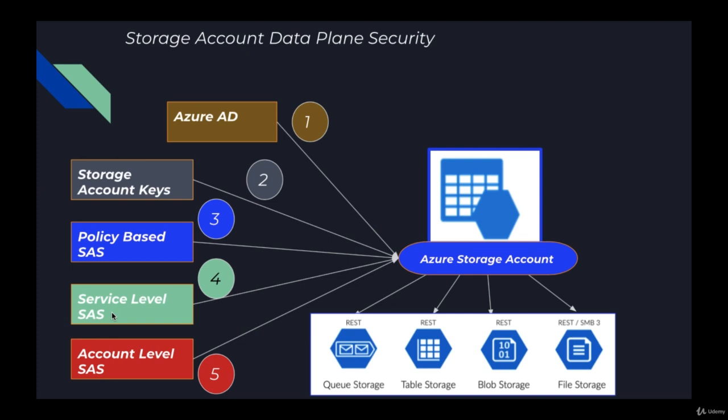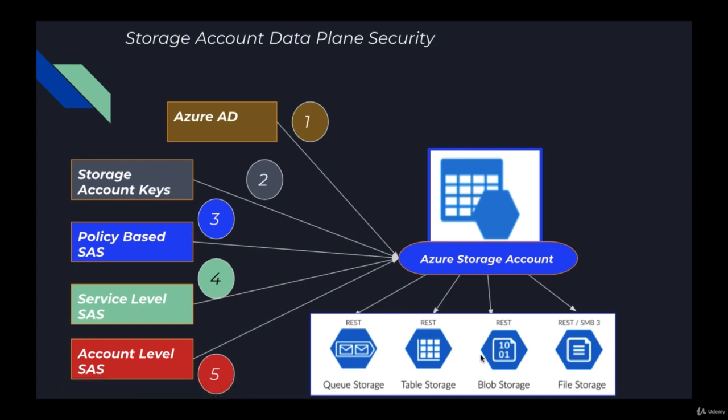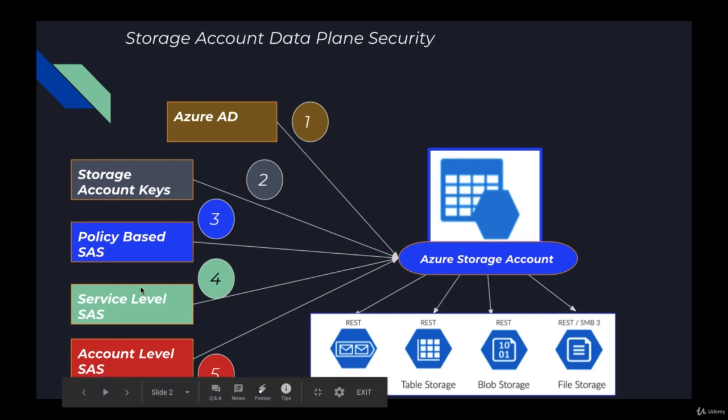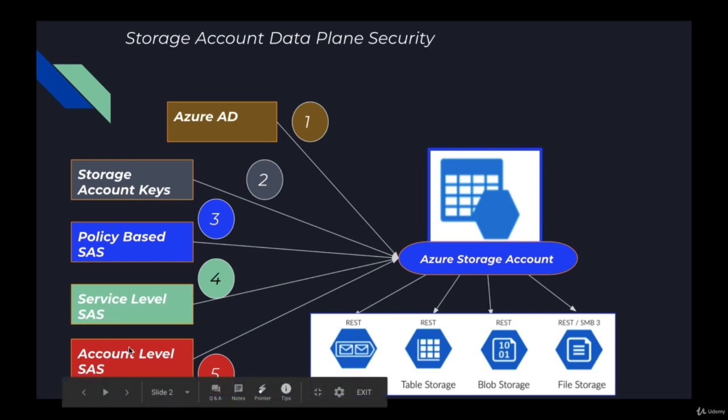Service level SAS, the service level shared access signature, is basically used to provide access to only one of the services. Let's say your blob, or it could be your table, or your queue, or your file. You can control what a user can do for a particular time, and all those permissions we provide using the shared access signature key, because those are the parameters that need to be defined when we create that shared access key.